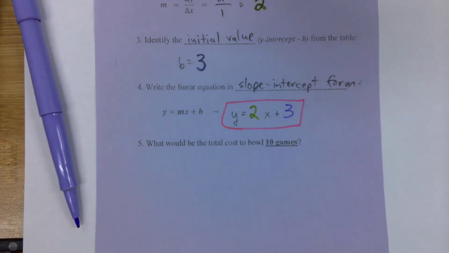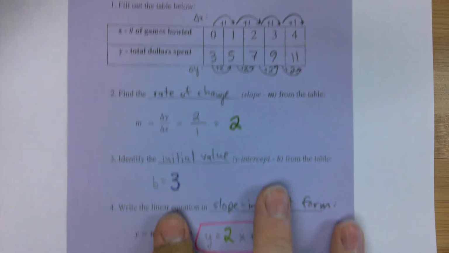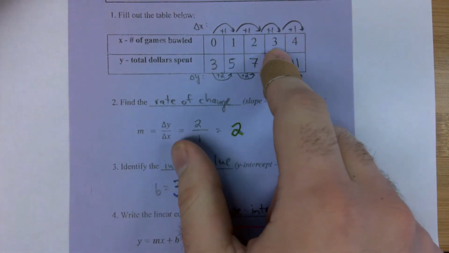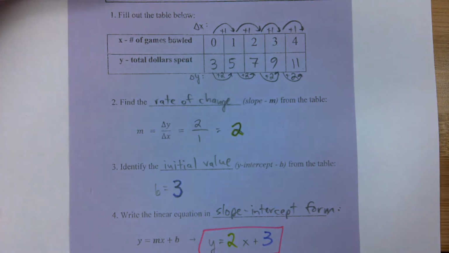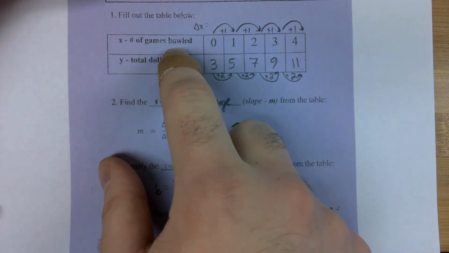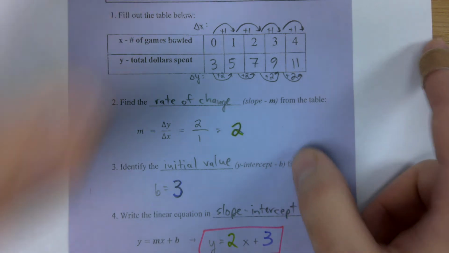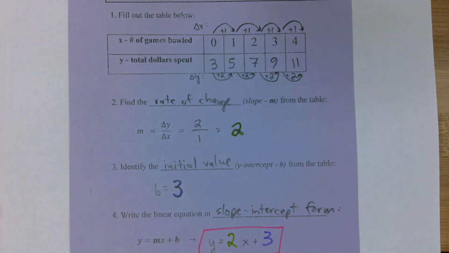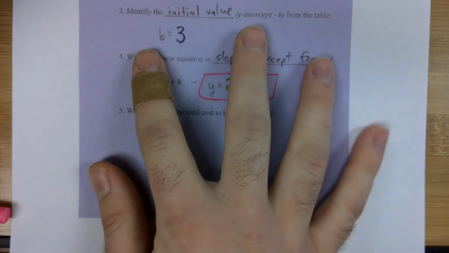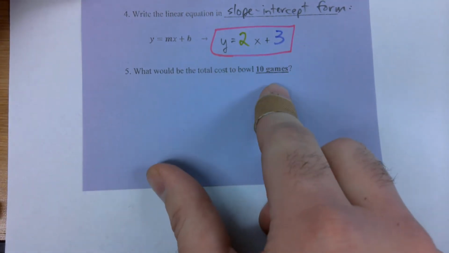So let's look down at number 5. What would the total cost to bowl 10 games be? Well, there's 2 different ways we could do this. We could either head on up to our table and expand this table out like we did yesterday until we've reached 10 games bowled on the top. That's going to add 6 more spaces, though. That's a lot of work and a lot of writing. I don't want to do that. Let's go ahead and use this equation to figure it out.